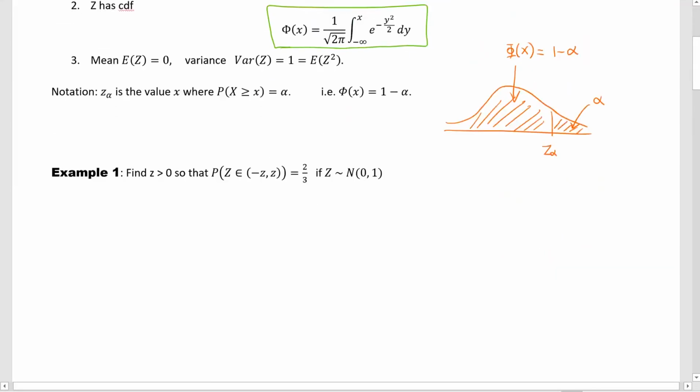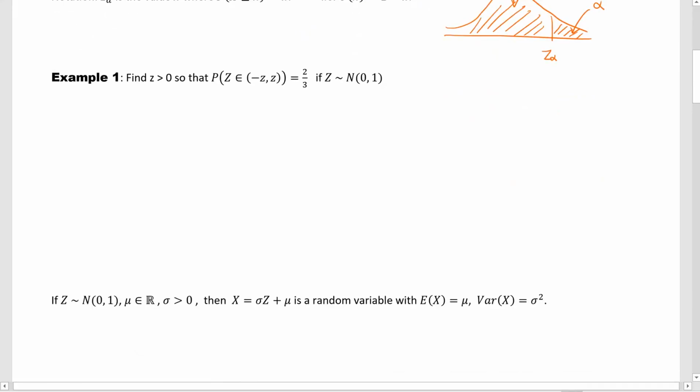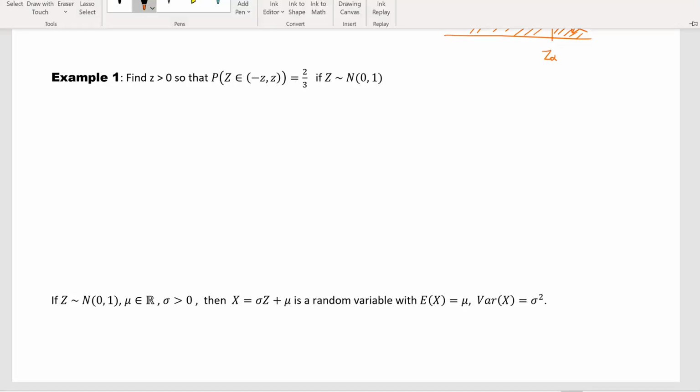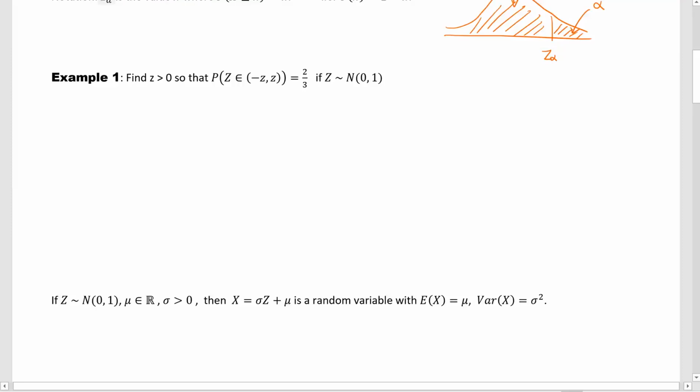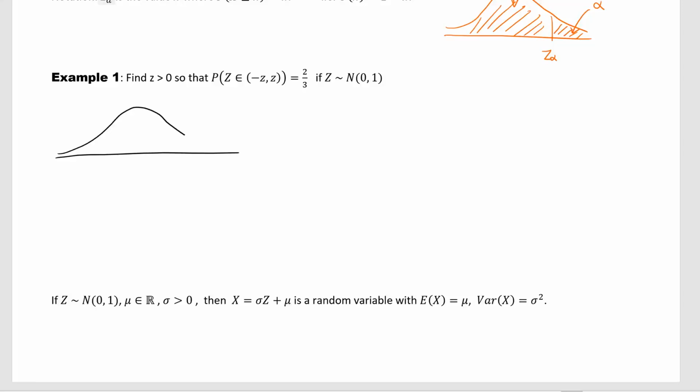So let's look at Example 1. Find z greater than 0 so that the probability of Z lying in the interval from minus z to z equals 2/3, if Z has the standard normal distribution. Okay, so let's draw a picture. This is like a mountain, and the middle is always 0.